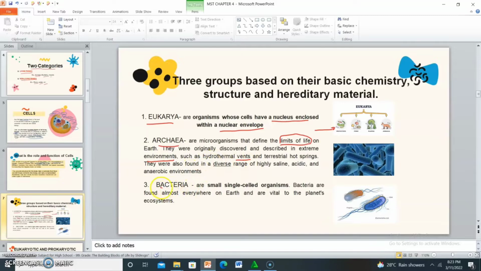And the last one is the bacteria. Bacteria are small single-celled organisms. Bacteria are found almost everywhere on Earth, and the common ones are vital to the ecosystem. So those are the three groups based on their basic structures and hereditary material.